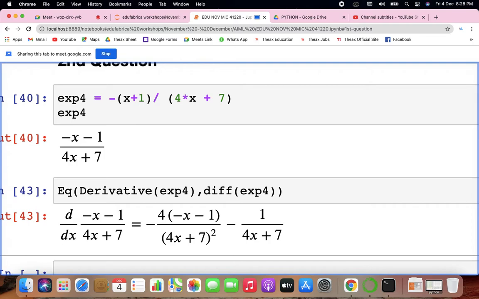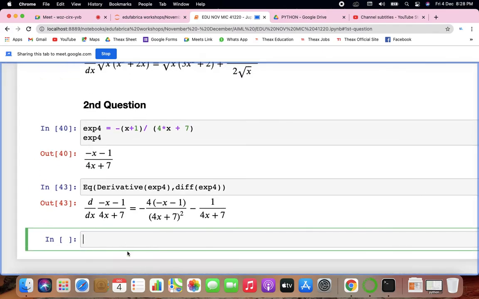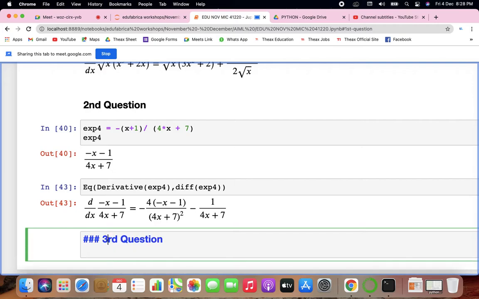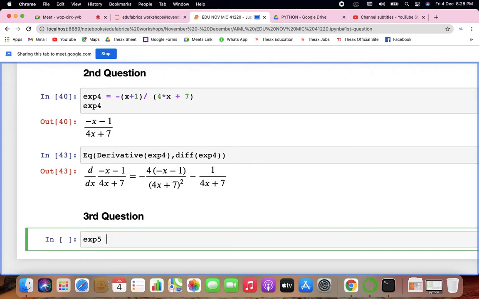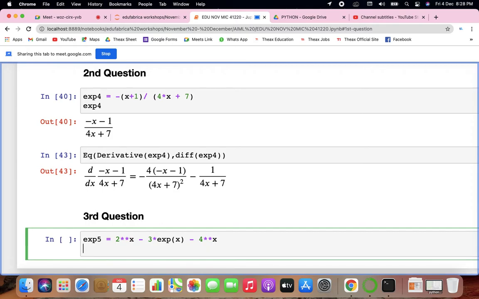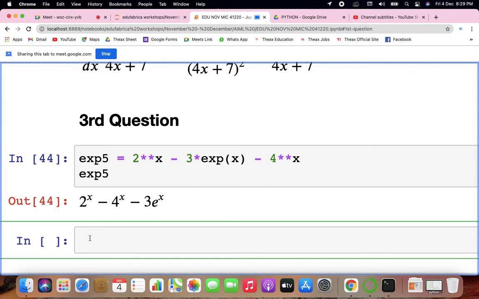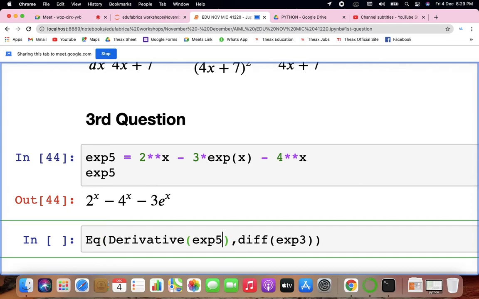And sometimes you can also find the exponentiation's value. Like if I say exp5 to the power of x minus 3, exp stands for your exponentiations, like e to the power of something. So 2 to the power of x minus 4 to the power of x and minus 3 e to the power of x. And this is your question. You need to paste it there and then solve it.